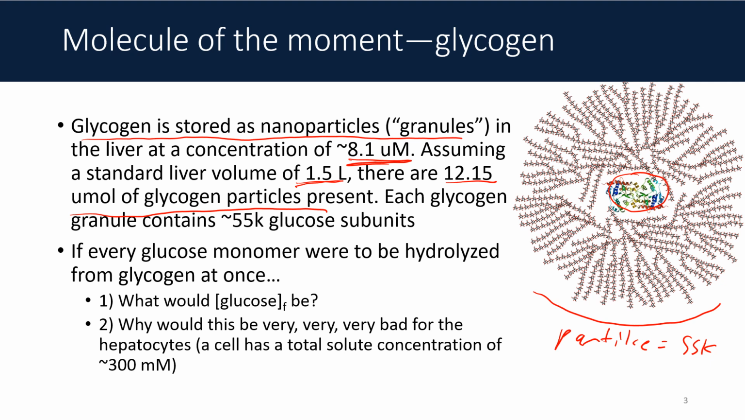So let's ask ourselves a hypothetical. If every single glucose monomer were to be hydrolyzed from all glycogens at once, one, what would the final concentration of glucose be in the liver? And two, why would this be very, very, very bad for liver cells, hepatocytes? What may help you answer that question is that the typical concentration of a healthy cell is around 300 millimolar. So tease that out and we will discuss later on.